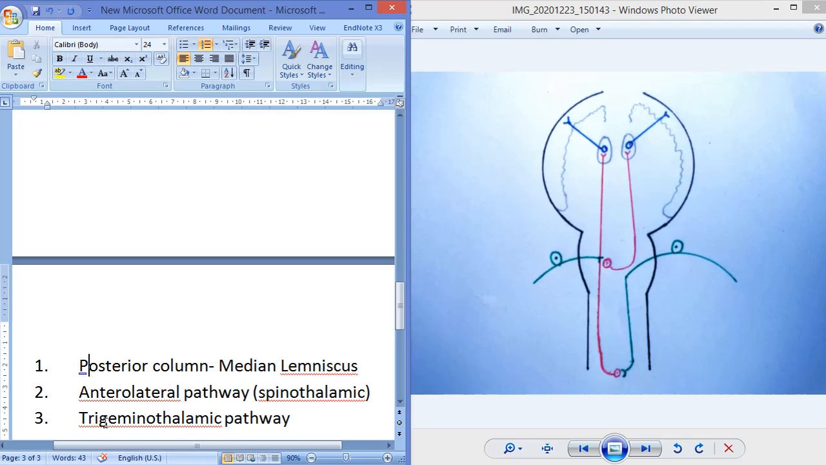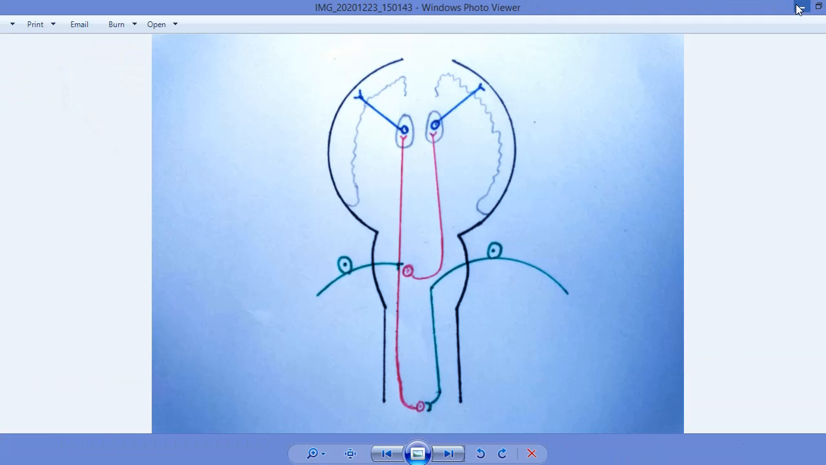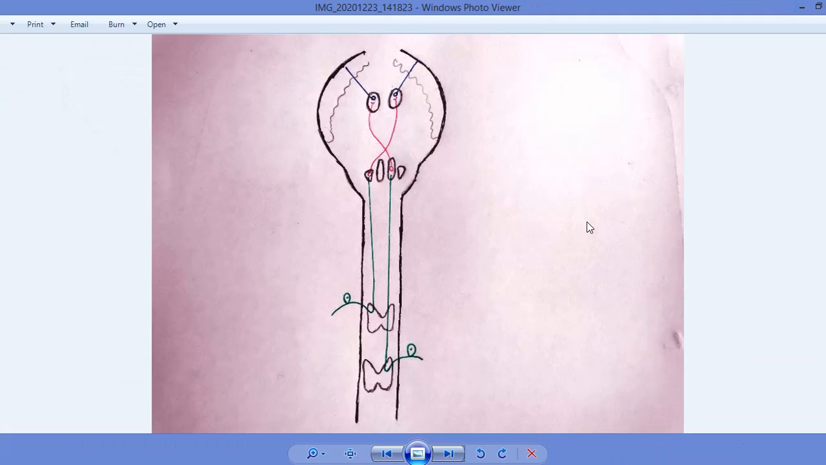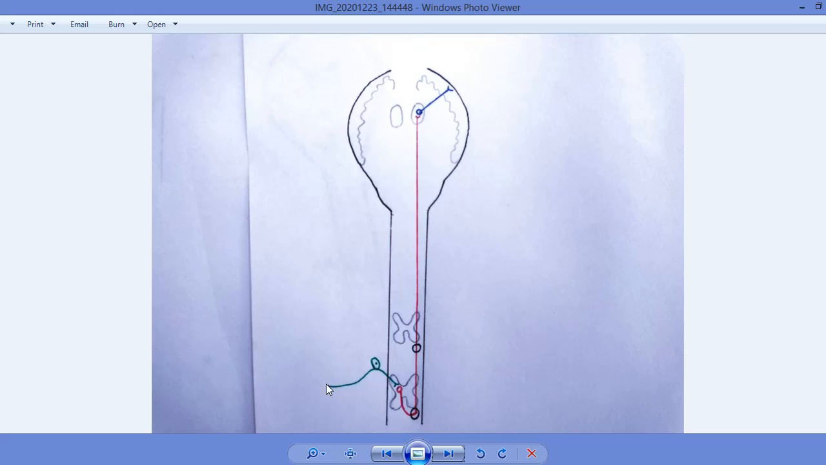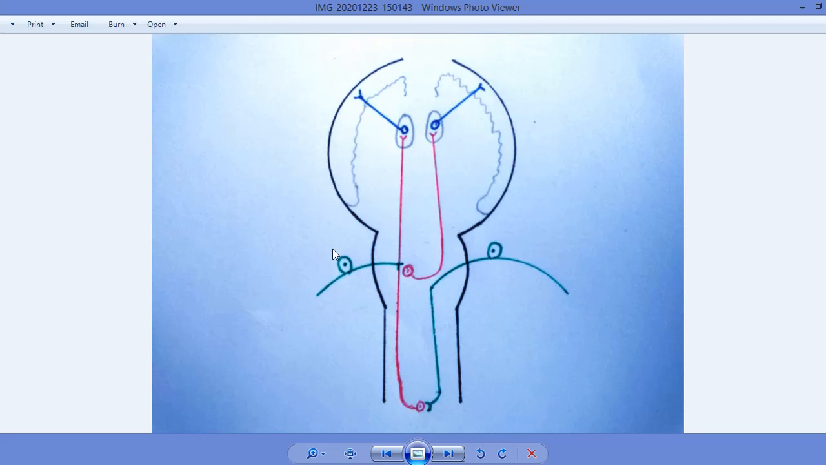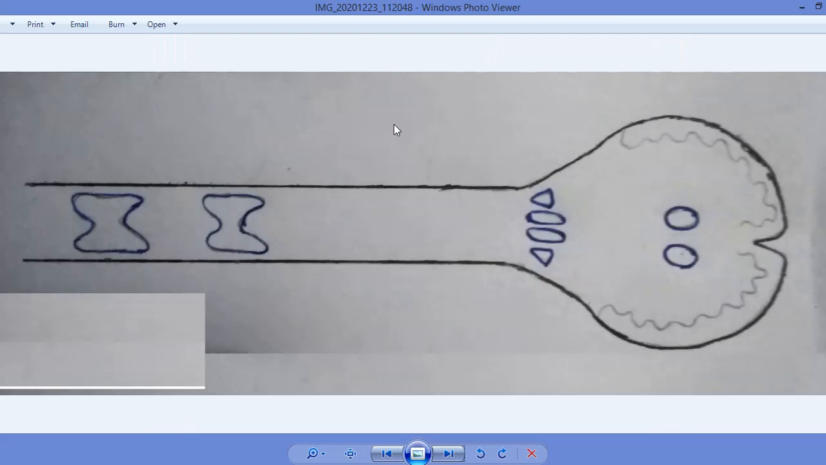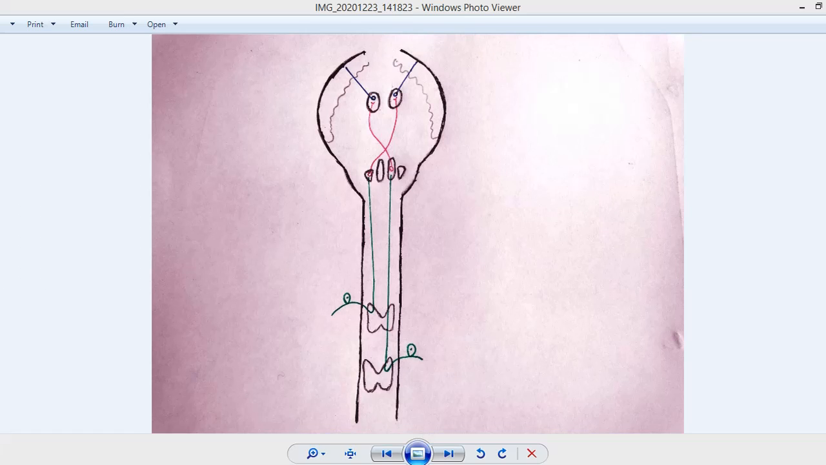First of all, the posterior column medial lemniscus pathway. Each of these pathways has three orders of neuron. In each pathway you can see the green color neuron, the red color neuron, and the blue color neuron.